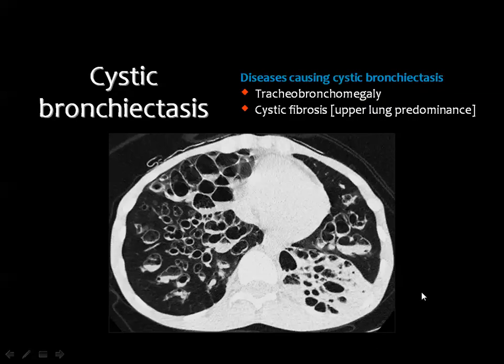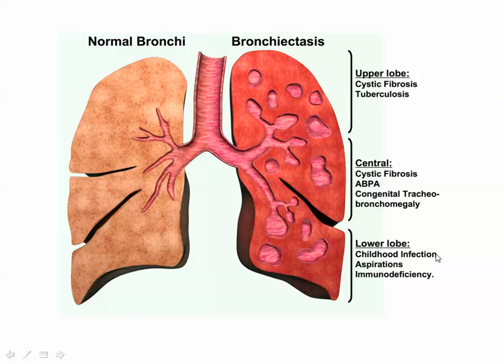And the cystic bronchiectasis can be seen in patients with tracheobronchomegaly, can be seen in cystic fibrosis as well. And the diagnosis is easy whenever you see these lesions arranged along the distribution of the bronchi. The distribution of bronchiectasis depends on the underlying pathology. Upper lobe bronchiectatic changes are usually seen in cystic fibrosis and tuberculosis.